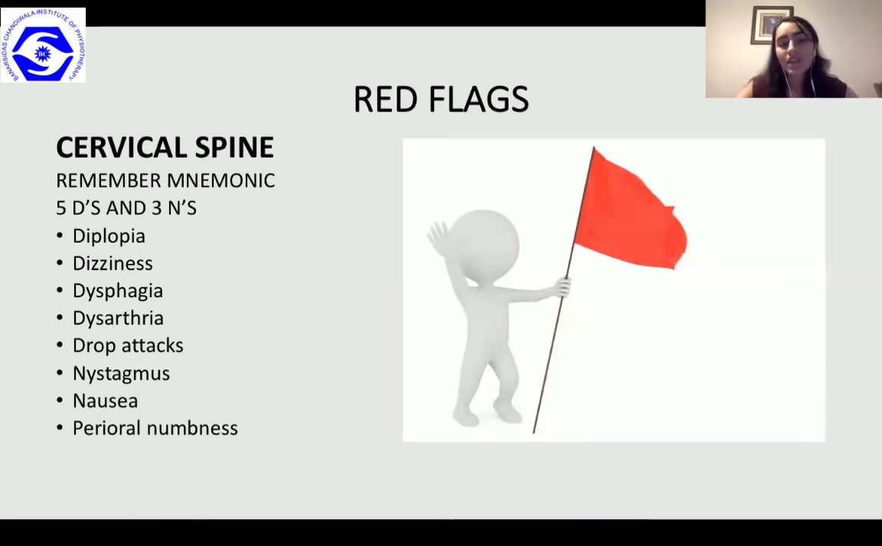And nystagmus means that he has a problem fixating his eye on one object, and he moves his eye medially and laterally or up and down. And nausea is whether the patient feels like he wants to vomit. And perioral numbness is numbness around the oral cavity. So always remember that you have to ask these things to the patient in layman's terms, and it will help you to remember the red flags using the mnemonic which I have written.